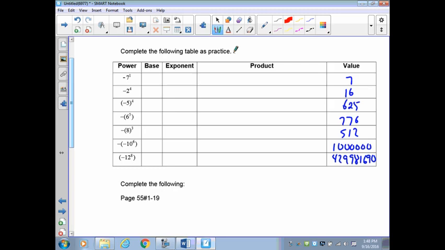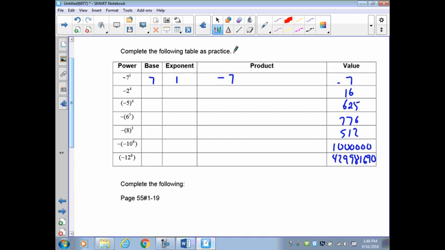So let's take a look at the first one. If you take a look at negative 7 to the power of 1, there is no brackets forcing the negative to stay with the 7. So this is like subtract 7 to the 1. So the base here is a 7. The exponent is a 1. What this means is take away a 7 multiplied by itself once. So this answer is negative 7.